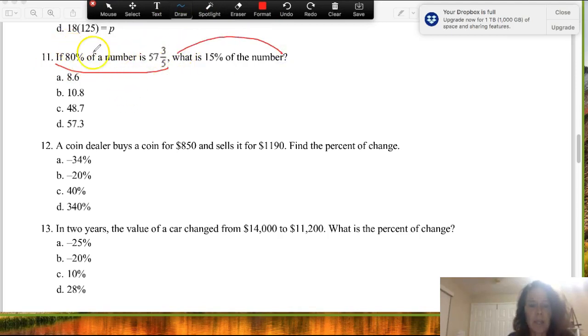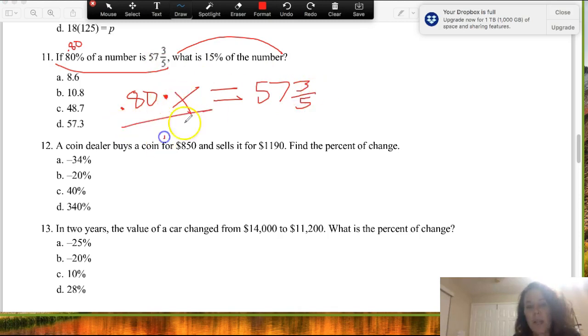So 80% of a number, I'm going to change 80% to a decimal so I can do an equation. So 80% as a decimal, move it over 2 places, 0.80. I would go 0.80 of a number. Of means multiply, and a number, you can use X or P, whatever you want. X for our number is, so 80%, that's 0.80, of, that's times, a number, X, is equals 57 and 3/5. Okay, now figure out what X is. Divide both sides by 0.80.